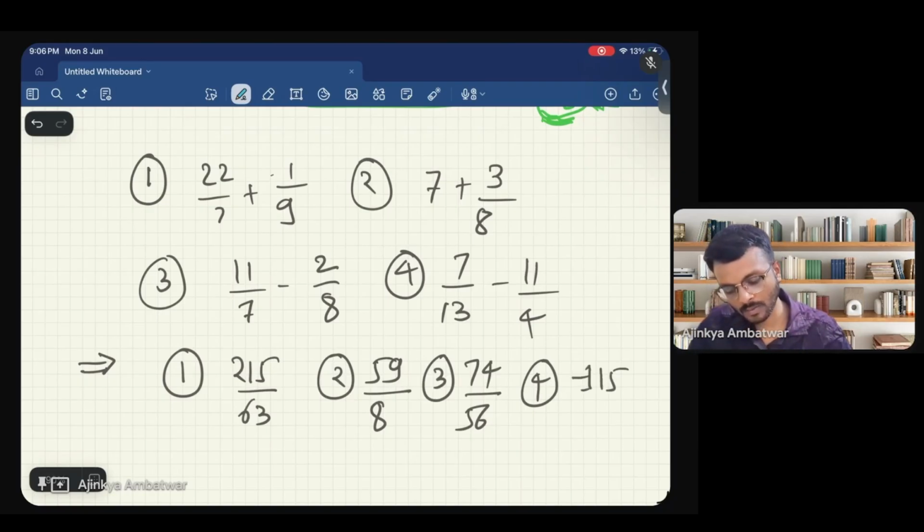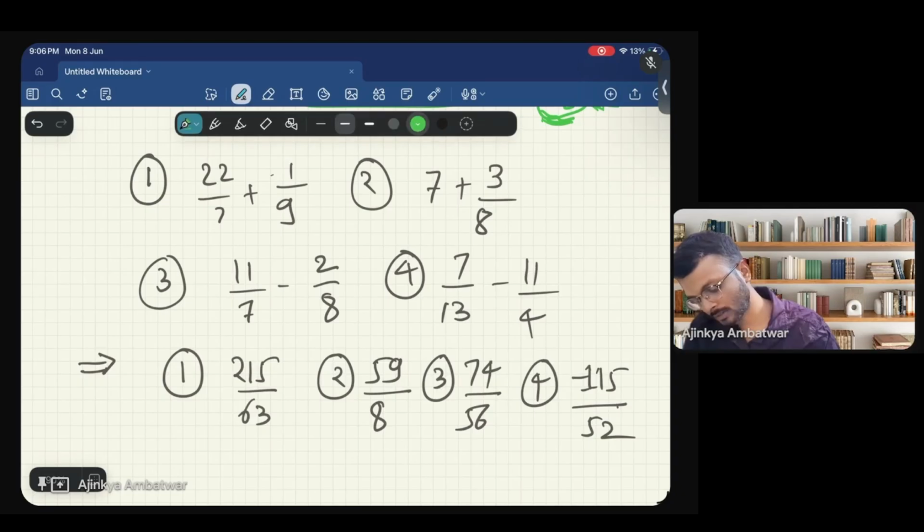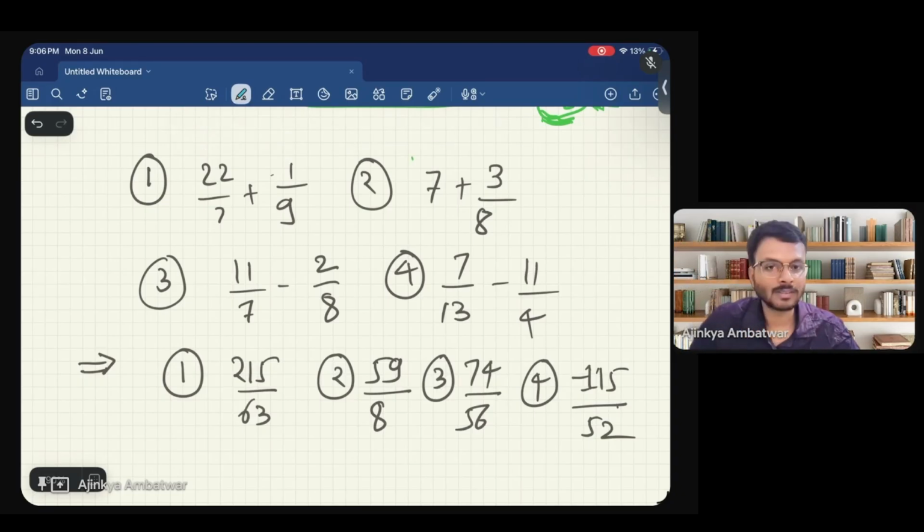Yeah, minus 115 by 62. Good. Let's check the answers. Okay, let's see. We will do it like this on the calculator, the kids do use calculators. Chal, this is done. This is correct. This one, 88 minus 14, 74. Good. This is correct. What about the first one?